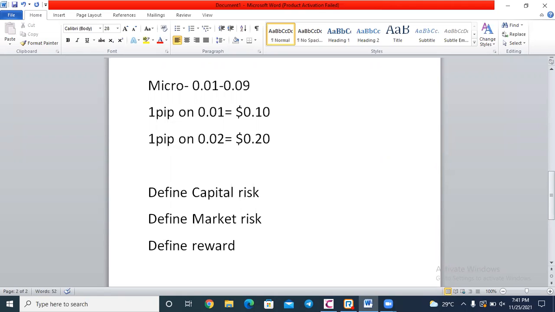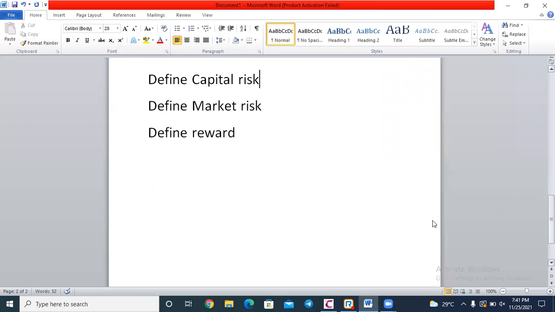Then the market risk is defined by the market. You don't define the market risk. The market tells you the risk that is involved in every trade. Then the reward, it's your responsibility. You need to define the reward and define the capital risk. So let's say you have a capital of $1,000.